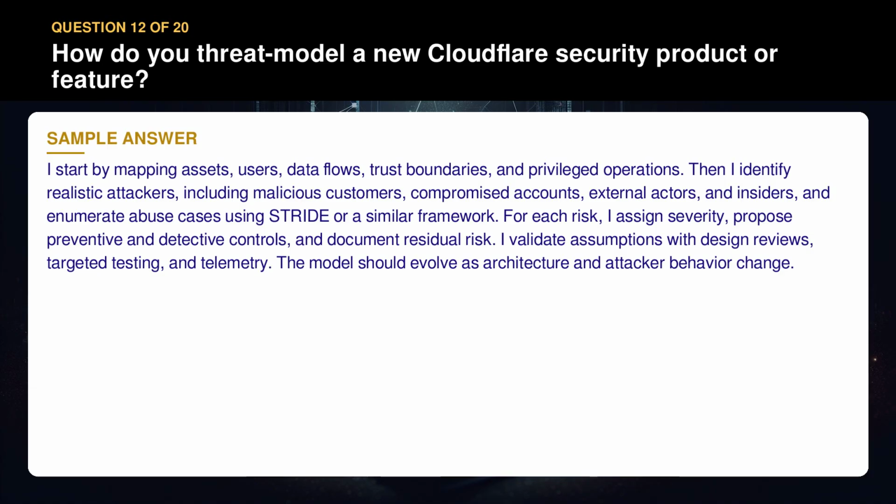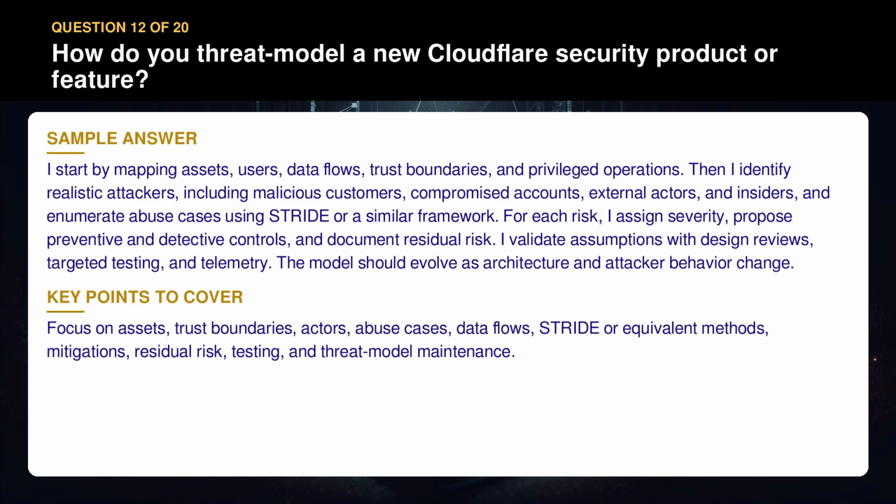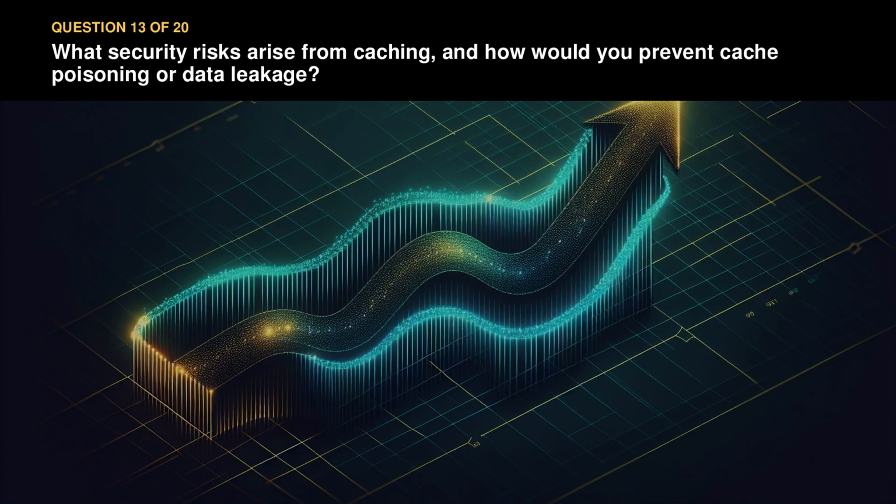or a similar framework. For each risk, I assign severity, propose preventive and detective controls, and document residual risk. I validate assumptions with design reviews, targeted testing, and telemetry. The model should evolve as architecture and attacker behavior change. Focus on assets, trust boundaries, actors, abuse cases, data flows, STRIDE or equivalent methods, mitigations, residual risk, testing, and threat model maintenance. Question 13. What security risks arise from caching, and how would you prevent cache poisoning or data leakage?